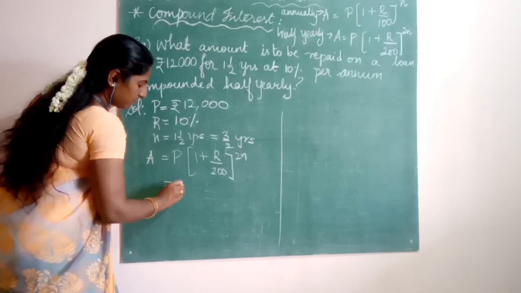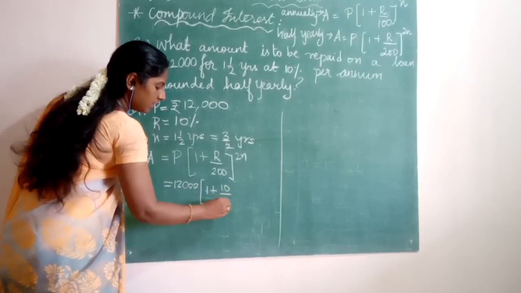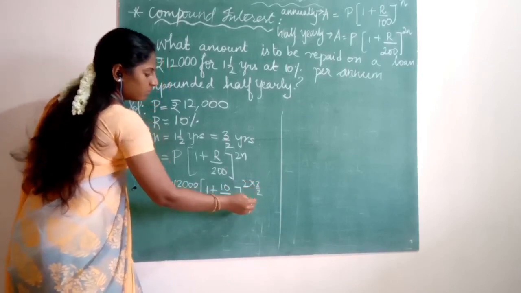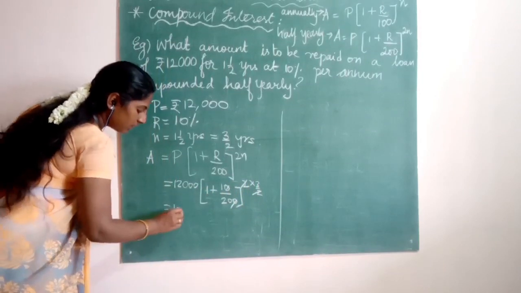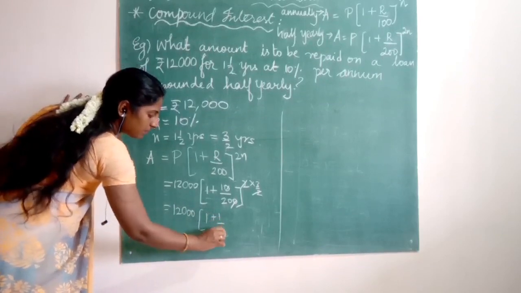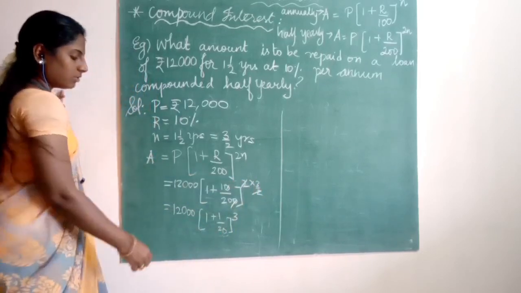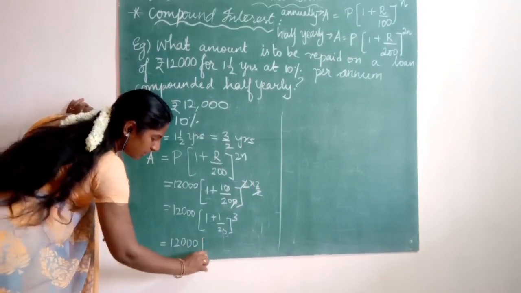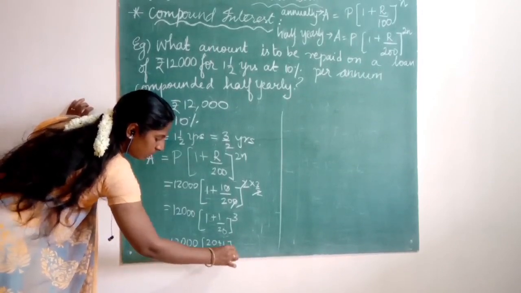So, what is C? 12,000 into 1 plus R is 10 divided by 200 whole power 2 into 3/2. So, 2 will get cancelled, and 0 will get cancelled. So what will you have? 12,000 into 1 plus 1/20 whole power 3. 2 got cancelled, only 3 will be left out. So if you take LCM, what will you get here? 12,000 into 20 plus 1 divided by 20 and whole power 3.